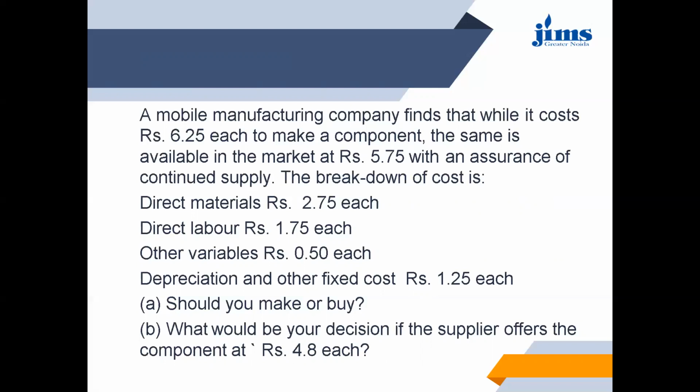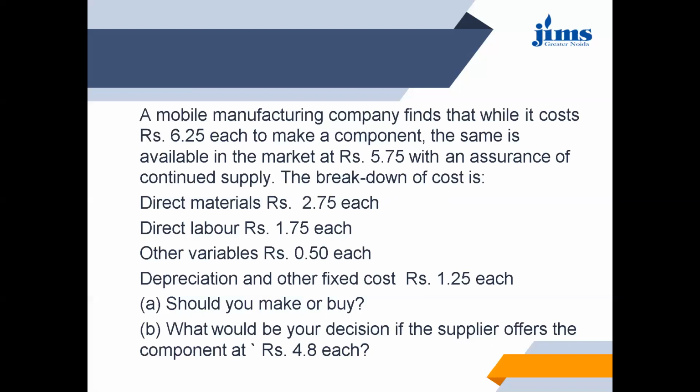So now the decision is, should you make or buy? First, we have to answer whether to make or buy the particular component. And the second thing is, what is your decision if the supplier offers the component at 4.8 each. So in the first case, the product is available at 5.75. But for the second option, the supplier is giving that product at 4.8 each. So we have to consider the variable cost.